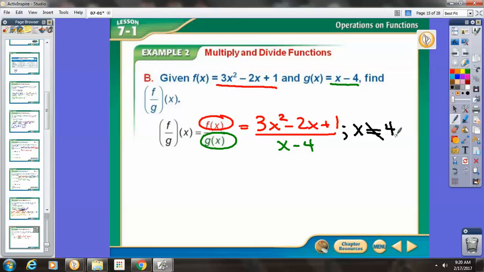And that's it for division. So this is what I get when I have f of x divided by g of x. In addition, I need to state what value of x is going to make my denominator equal to 0, which in our case is 4.